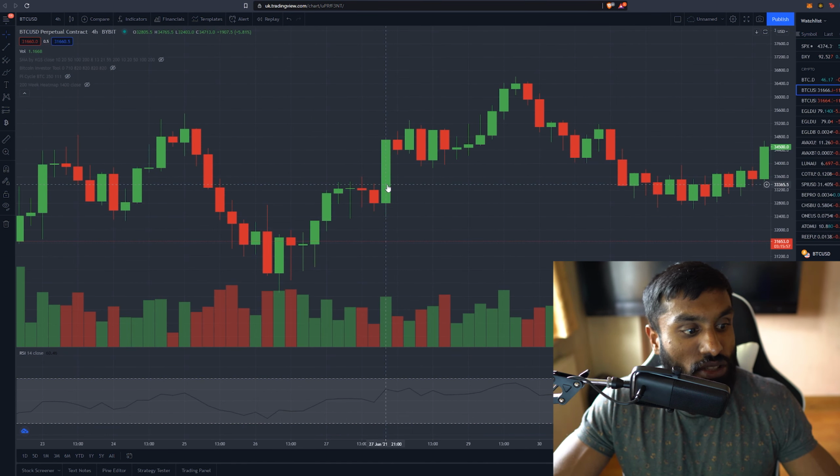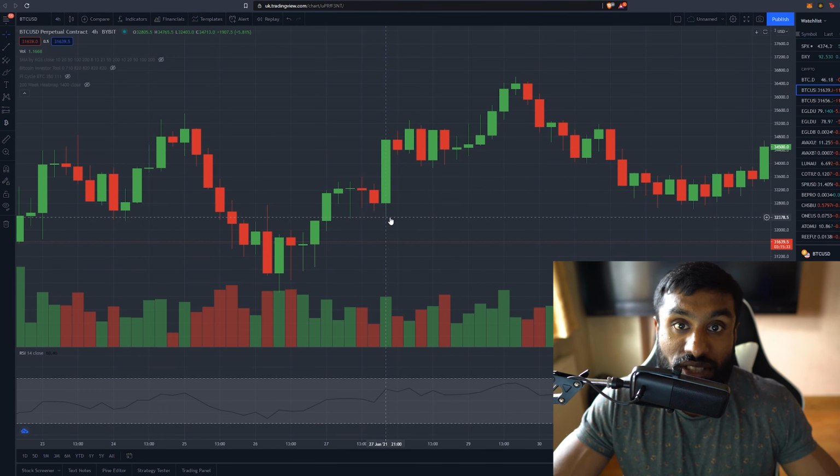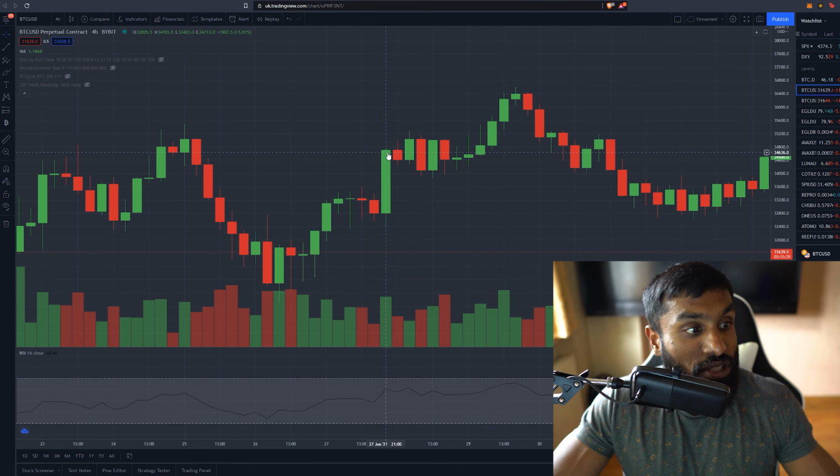If I were to look at this candle, we can see the price opened on the 27th of June 2021 at 9 o'clock at $32,798. It went as high as, if we look, you can see a tiny little wick to the top there, to 34,700. It closed the candle at 34,720. It did go as low as $32,378.